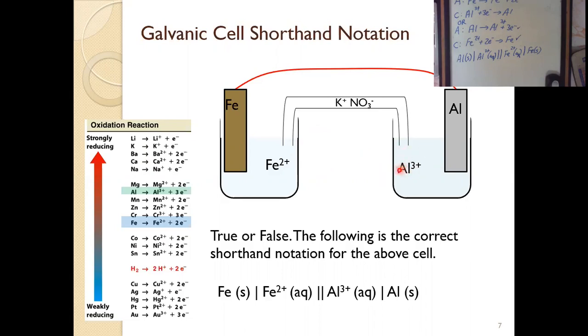The anode's on the right-hand side and the cathode's on the left-hand side in the picture. The actual position of the anode and cathode in a picture is just arbitrary. There's no convention that the anode has to be on the left and the cathode has to be on the right. But in the shorthand notation, the anode has to be described on the left and the cathode on the right.